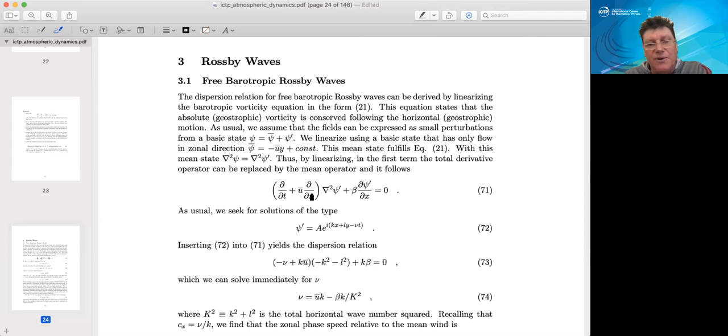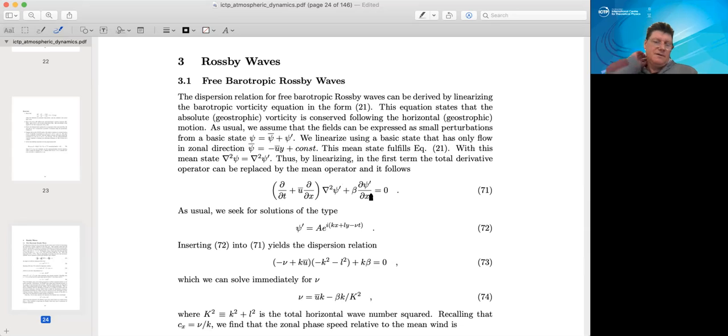But that means that this operator here can only be the mean operator, because our linearization tells us that we are only interested in first order linear terms. So this mean advection operator has to be just a linear term. There would be another term, V bar d by dy, but V bar, according to our mean stream function definition, is the derivative of the stream function with respect to x, and that is zero. So we don't have any mean meridional velocity according to this definition of the mean stream function.